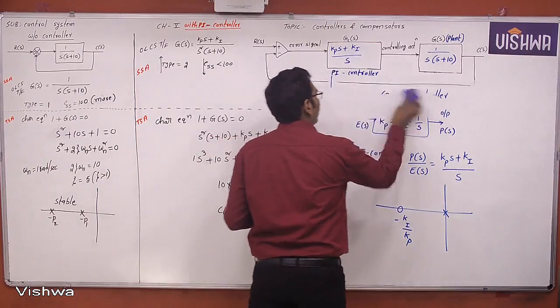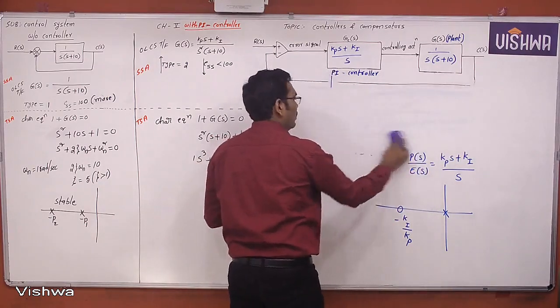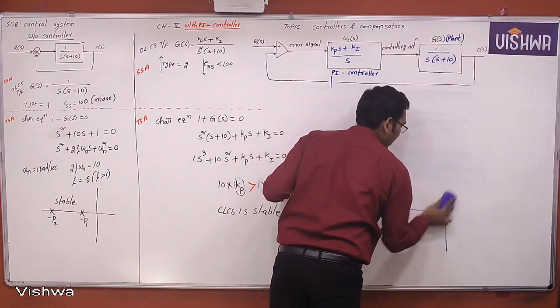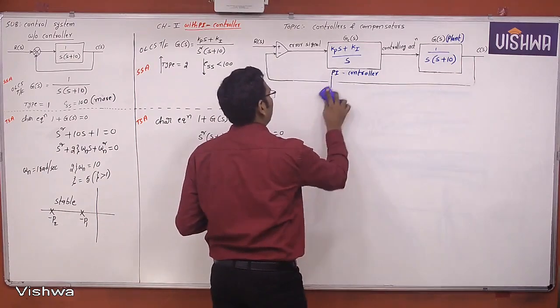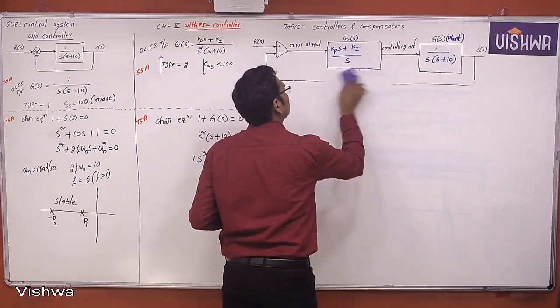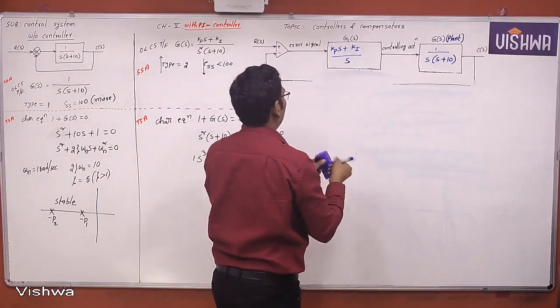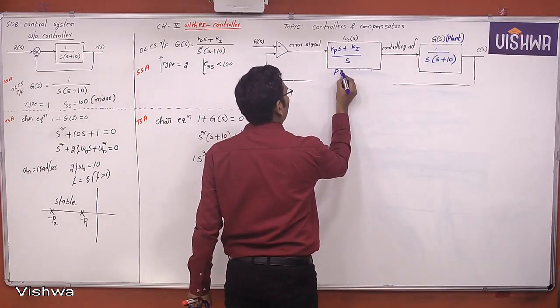Once you finish this, then try to identify what should be happening in this particular controller. Now this is the PI controller.